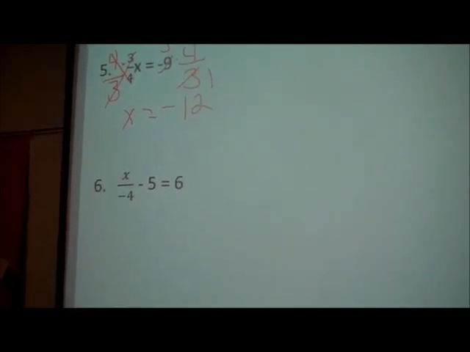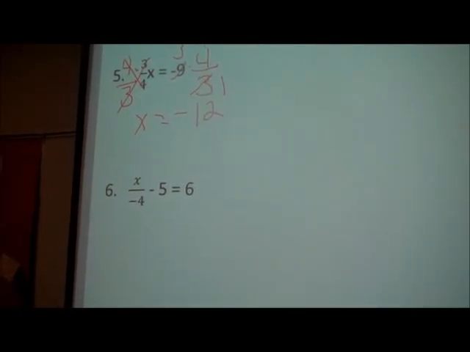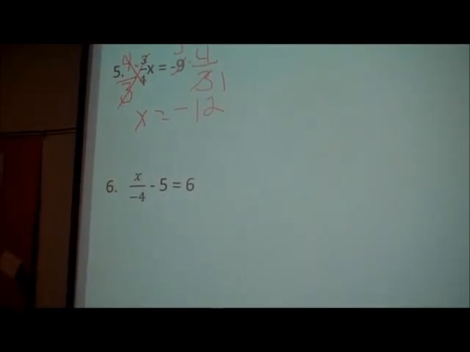Now we have a two-step equation. Remember, usually we get rid of anything added or subtracted first. So what should I do in problem 6? Ethan?